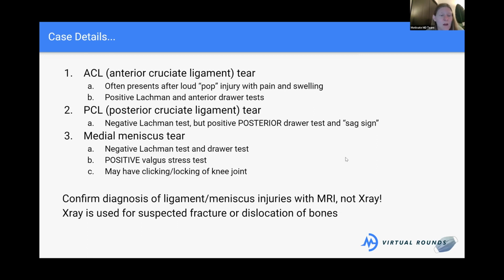So after doing our exam, the way that we would confirm a diagnosis of either a ligament or a meniscus injury, which are soft tissues of the knee joint, is with an MRI. You might think, it's a sports injury, why would you not get an X-ray? While X-rays are great for certain things because they're very fast and inexpensive, they are really good for bony injuries like fractures or dislocation of bones. They are not great for looking at the soft tissues that support the bones. So for this type of injury, we would want to get an MRI and not an X-ray.